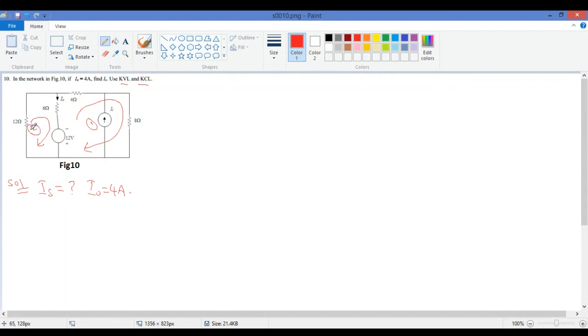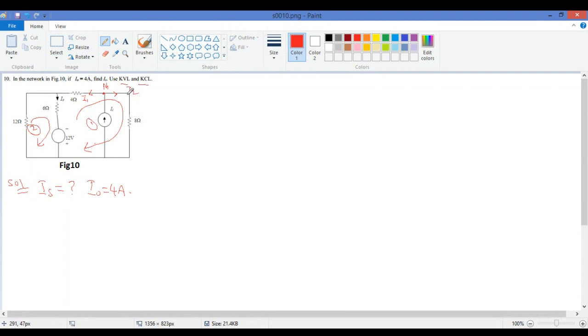Remember, this is very important. Let us see the polarity of these elements. Now you see Is is coming from here, so Is is going in this direction. At this node, suppose I call it node 1, Is is divided into two parts, I1 and I2. Suppose the current flowing here is I1 and the current flowing here is I2.